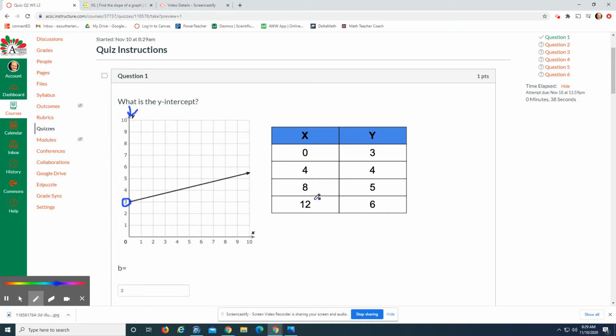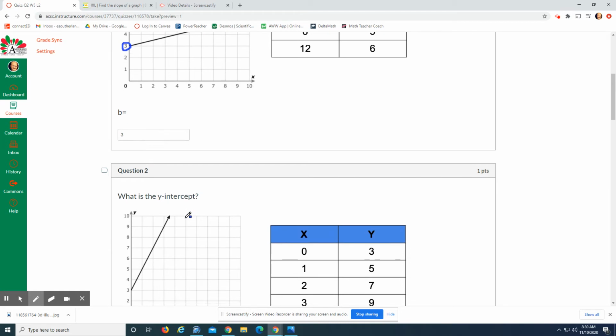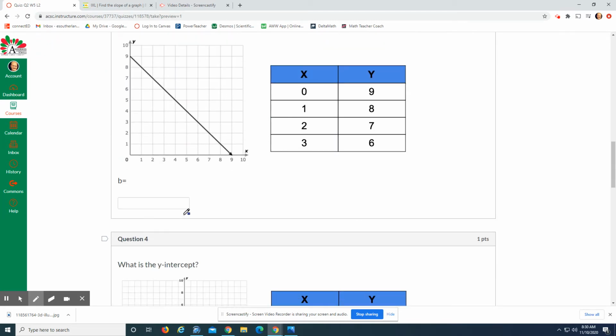This is how you would find it on a table. X is always going to be 0. Whatever the y is what the y-intercept is. So notice how it's 3. It's going to be the same way. And so we're going to skip this one because that's one I want you to do.